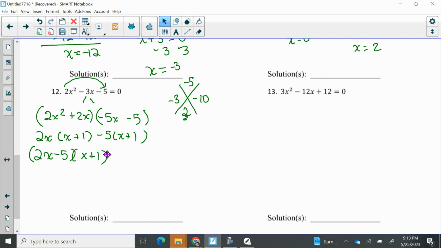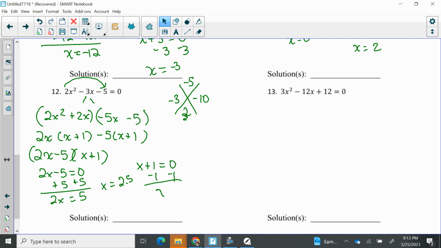And I set these factors equal to 0. So I have 2x minus 5 equals 0, and x plus 1 equals 0. So I'm going to add 5 to both sides. And I have 2x equals 5. So x is equal to 2.5. And then also x is equal to negative 1.